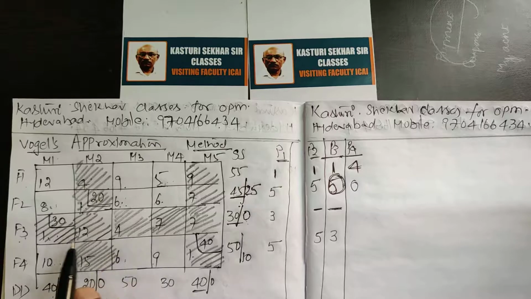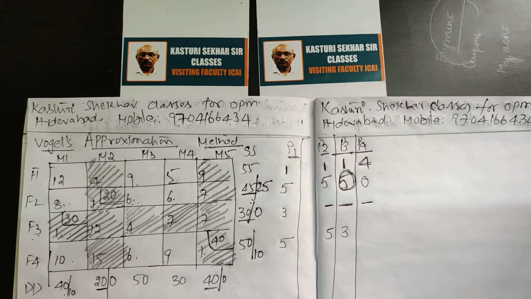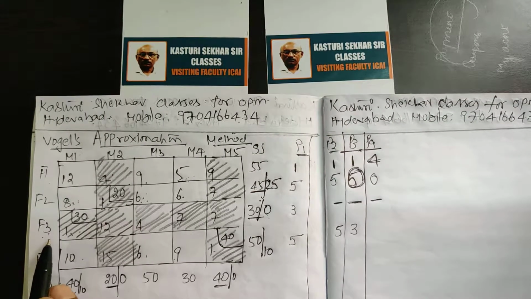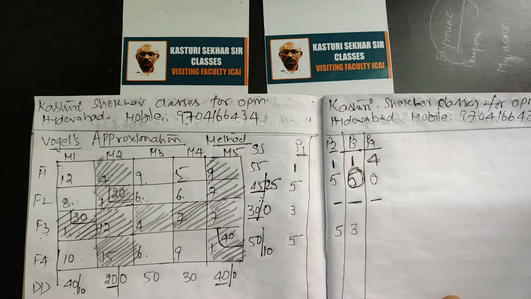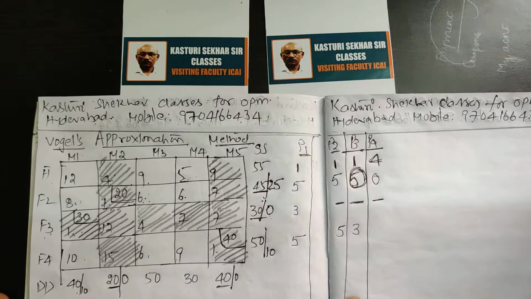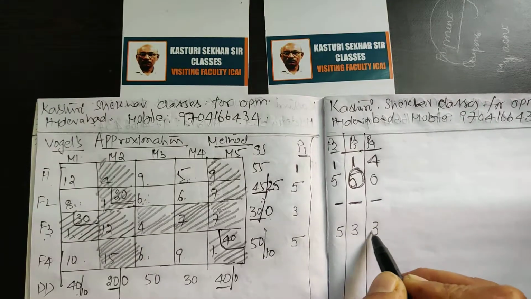Third row, no need to calculate the penalties. Reason is very simple, sir. At F3 supply is exhausted. Total units are supplied, no need to calculate penalty. Fourth row, 6 rupees and 9 rupees, lowest and second lowest, 3.